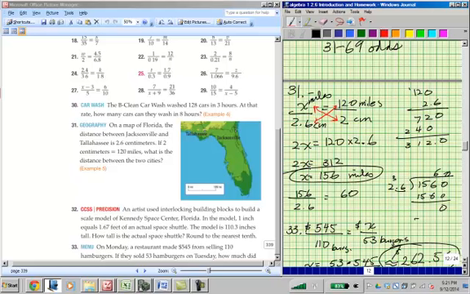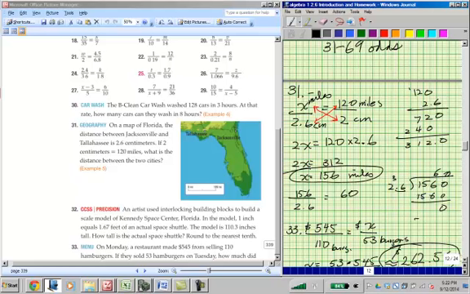120 times 2.6 is 312. 2x equals 312. Divide both sides by 2. x equals 156 miles. So I plug in 156 to check. Here I'm checking: 156 over 2.6 equals 120 over 2, or 60. 2.6 into 156 is 60. Anyway, so I check it.